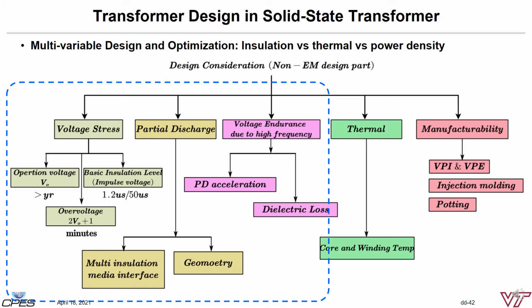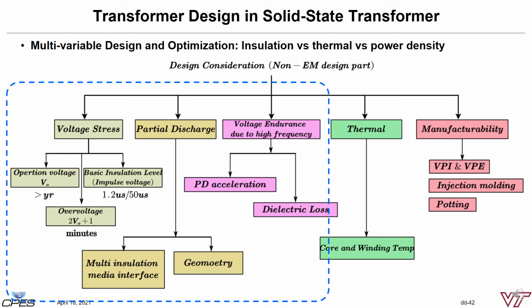Particularly, I'd like to mention the insulation design aspect here. There are three voltage levels to be considered. The first one is the operational voltage. This is the voltage stress across the transformer during years of operation. The second level of voltage stress is the overvoltage or high potential voltage rating. For the IEC standard, we need to apply 2 times the operational voltage plus 1 kilovolt on the transformer for minutes.